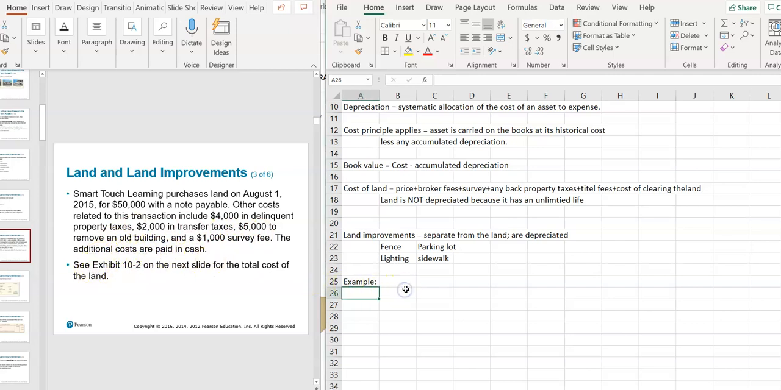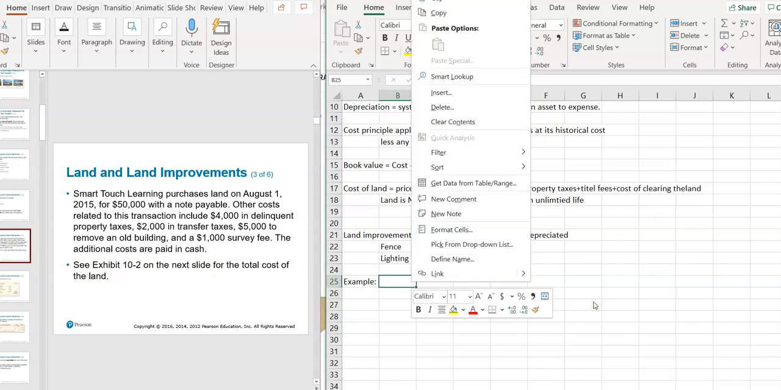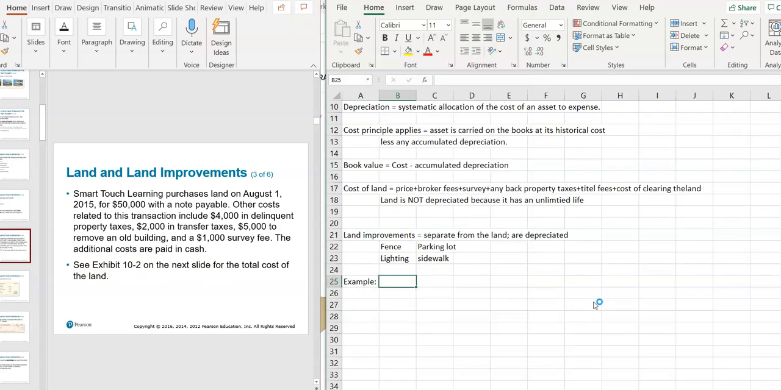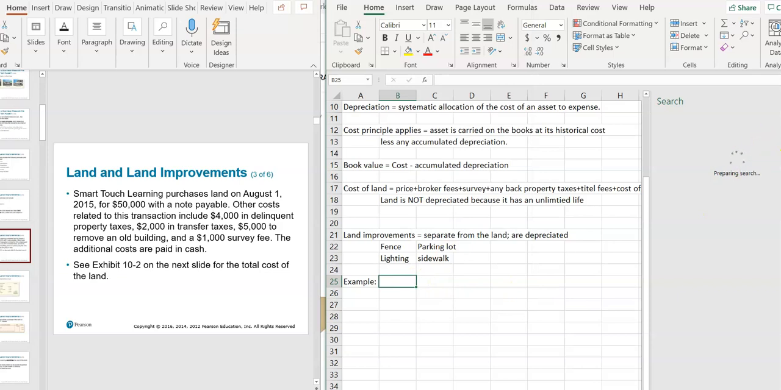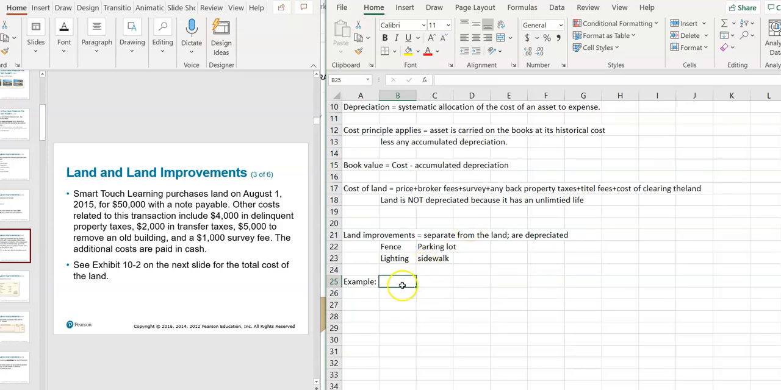Okay, so when they're recording the cost of the land, we're going to have a debit to land. I'm going to actually make it two separate entries. And then the note payable for the $50,000.